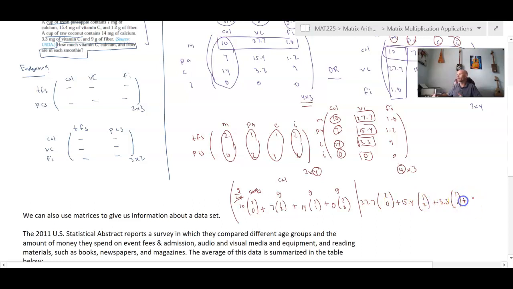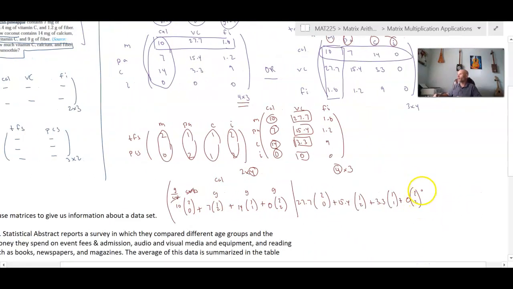And then plus 0 times 2. Now notice ice always gets zeroed out because it doesn't have any nutritional content. And then lastly, we're going to do fiber. So that was vitamin C, and this is fiber.